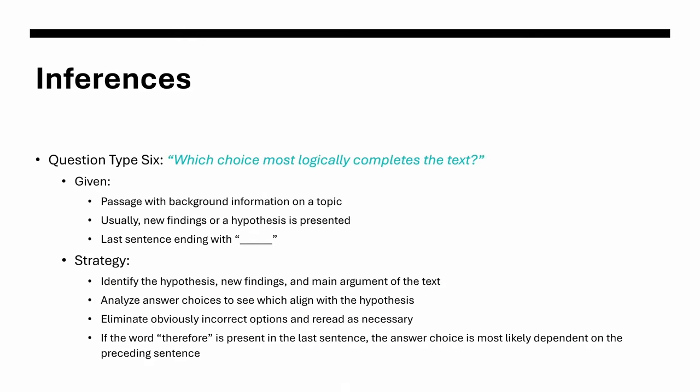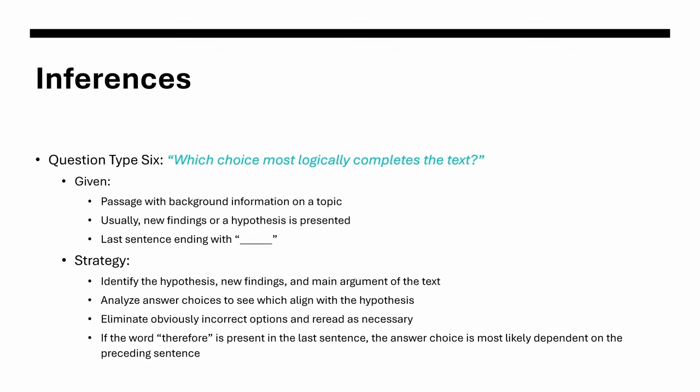Our last information and ideas question type is called inferences. Which choice most logically completes the text? You'll be given 1 to 2 sentences with a passage with background information on a topic. Then you'll have some sort of hypothesis or a new finding or some fact that will be presented to you. And then a last sentence which will depend on that fact, which will end with a blank.